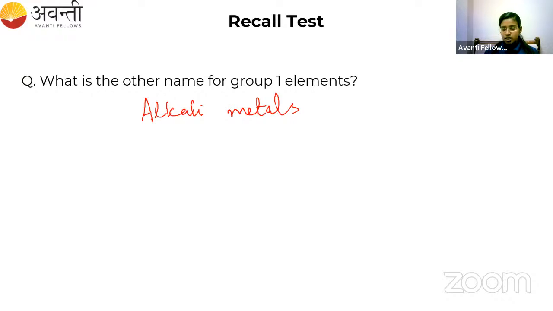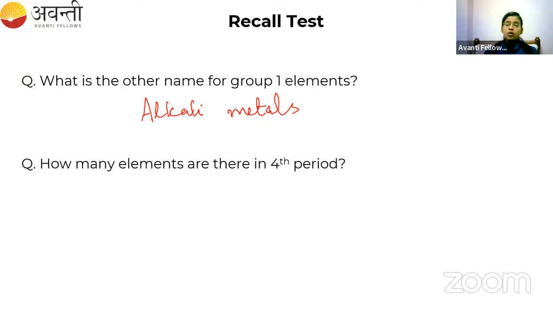Got it? The second question is, how many elements are there in fourth period? Very good, students. The correct answer is 18. So 2, 8, 8, 18, 18, and 32. The fourth period contains 18 elements. So this is all about the recall test.